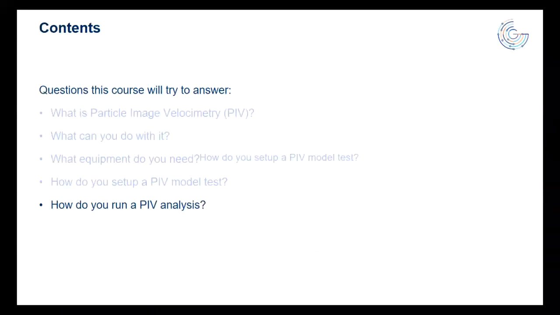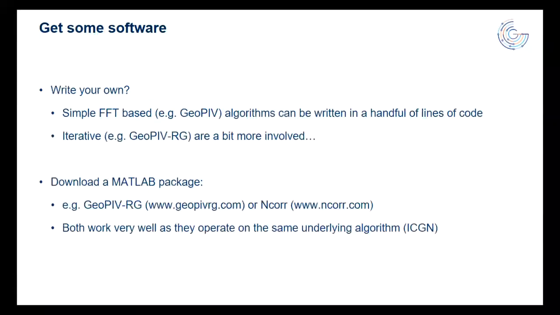So finally, just to finish off, how do you actually run a PIV analysis? So you've got your sequence of images, you need some software. Now, these packages are not actually that difficult to write. They're not very complicated. The classical algorithms like the original GeoPIV are just simple FFT-based algorithms. You can write them in MATLAB or Python with a handful of lines of code. Right? There's not much to them at all. So you can roll your own. The iterative approaches are a bit more involved, but to be honest, even then, a couple of hundred lines of code, you can write your own version.